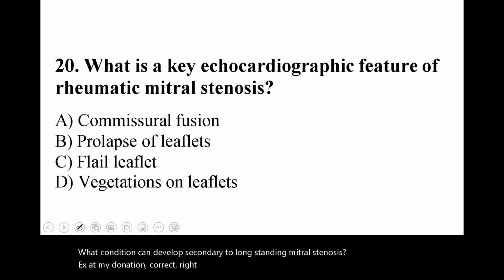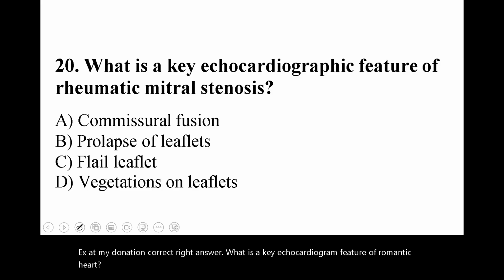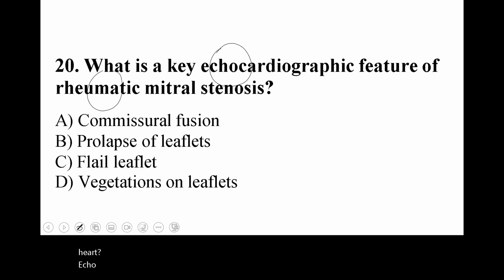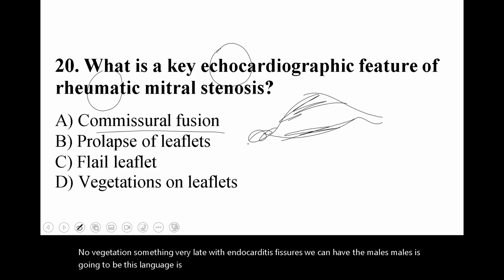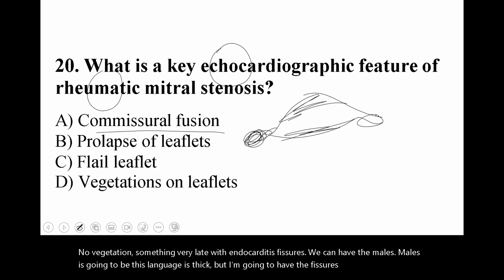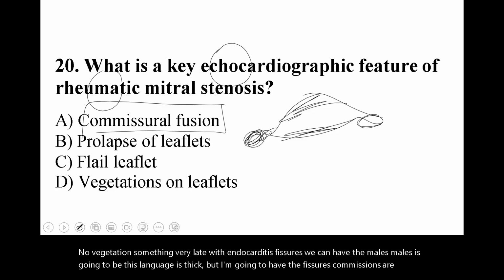What is a key echocardiogram feature of rheumatic heart? Echo. Mitral. How to know this one is mitral? No, vegetation is something very late with endocarditis. Fissures, we're gonna have the mouse. Mouse is gonna be tethering, which is thick, but we're gonna have the fissures, commissures are fused. Yes?